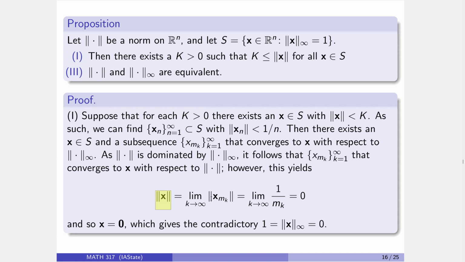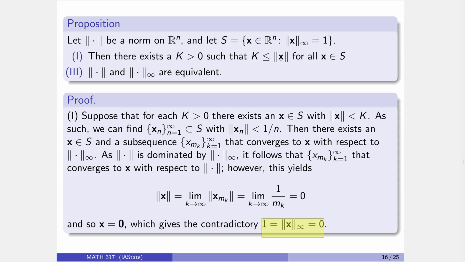However, we know that the norm is dominated by the infinity norm, so we know that the subsequence will converge with respect to the norm, but then, taking the limits of our norms, tells me that our norm of x is equal to the limit of these norms, because we are convergent and you can pull limits in and out. And note that these were chosen so that the lengths were less than 1 over n, so the subsequence is less than 1 over m_k, but as you let k go to infinity, that just goes to 0.